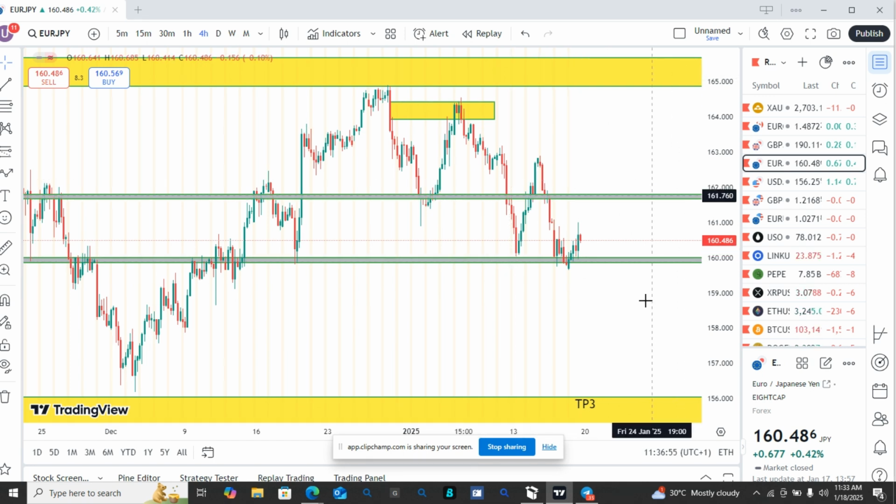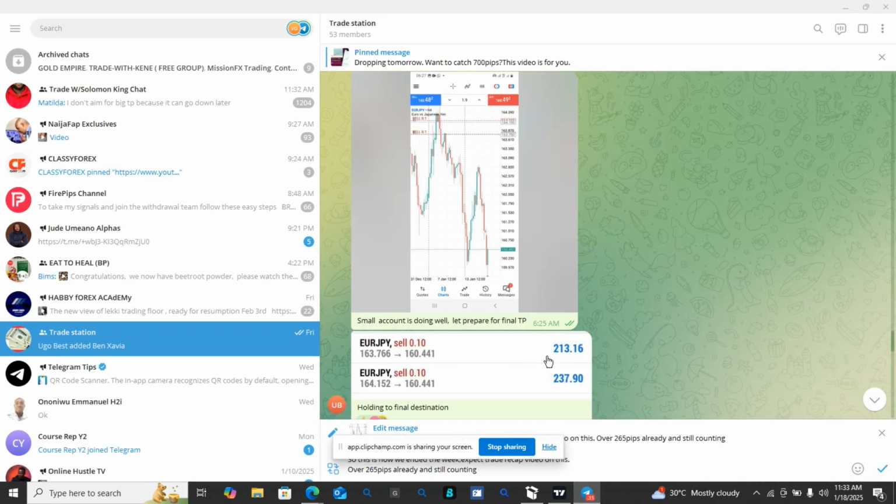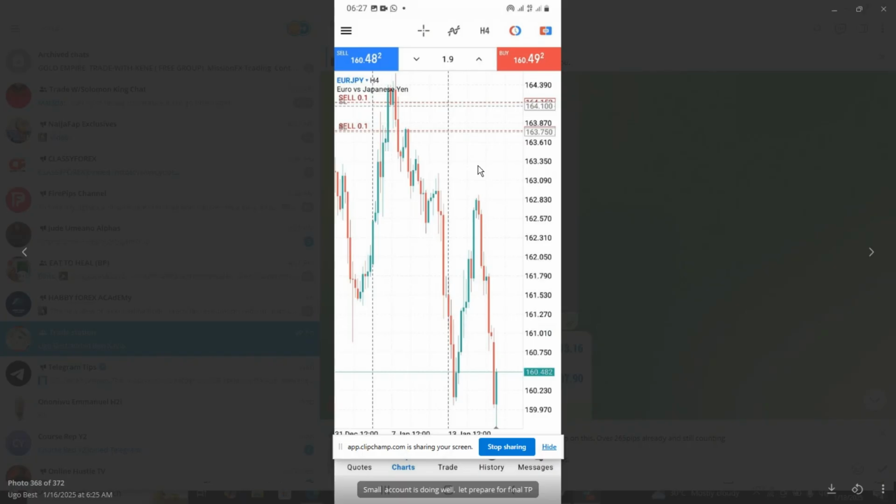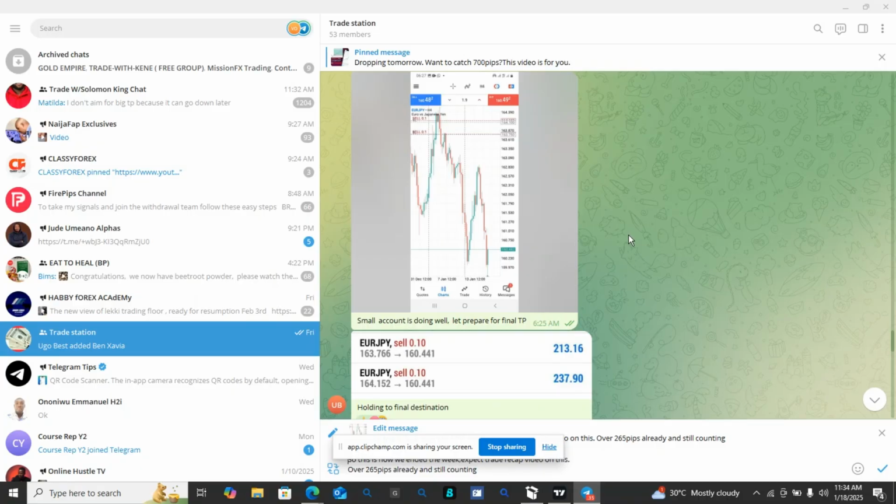Okay, let me show you in our free Telegram channel where we put up the entries. So this is it. Euro JPY, I can see where I put up my first entry. You can see it here, first entry on Euro JPY. You can see the first entry 164.150, the second entry 163.750, and currently we have another entry here on the bigger account around the 162.500 zone. We have another entry on the smaller account.